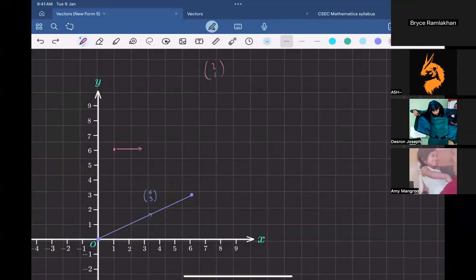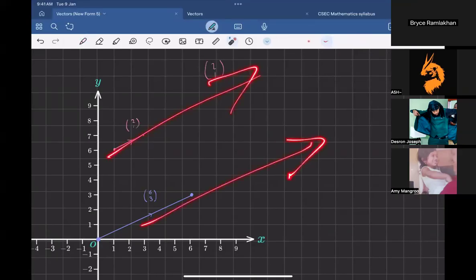Now I want you to realize something. Isn't this the same vector, 2-1? But are both of them lying on the same line? No. Are both of them pointing in the same direction? Yeah, they are. This one pointing over here, and this one pointing over here. Both of them pointing in the same direction.